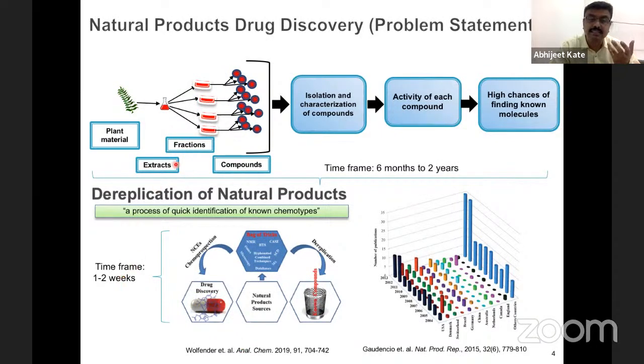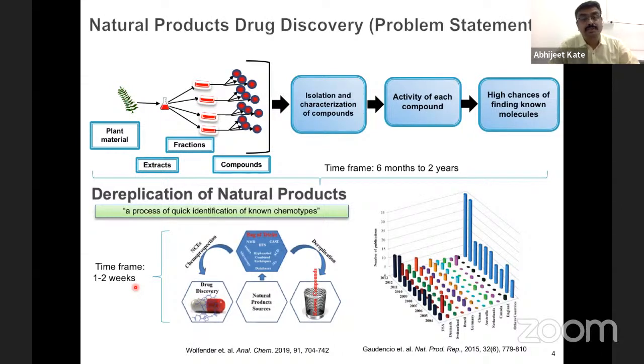And that can be analyzed. You make a fraction quickly, you extract it and make a fraction, or you can analyze the extract as it is. It can be done within 1 to 2 weeks. It depends on the facility you have. With a very good facility, you can do it in a day.